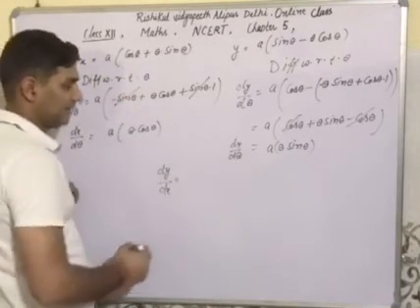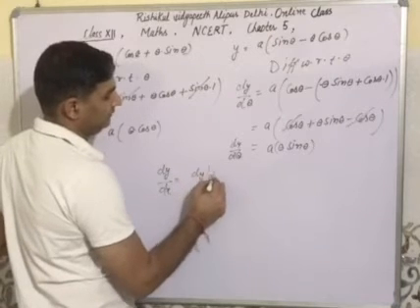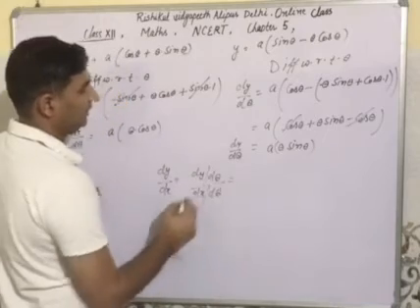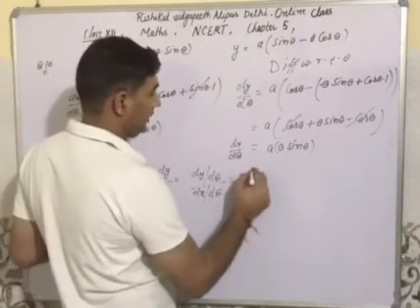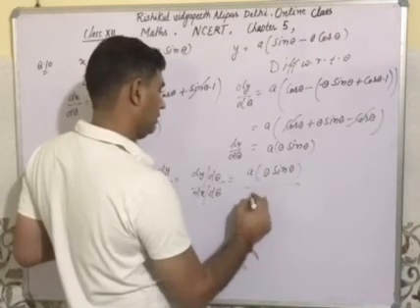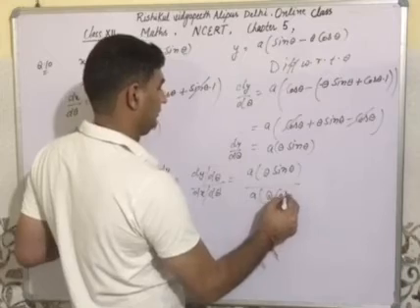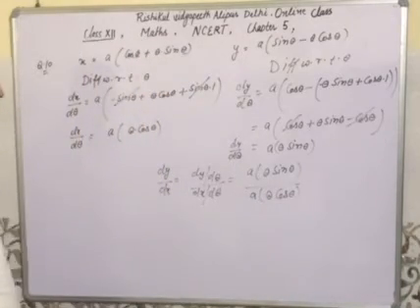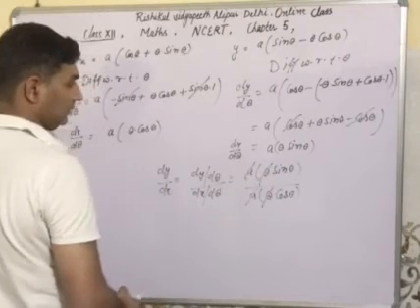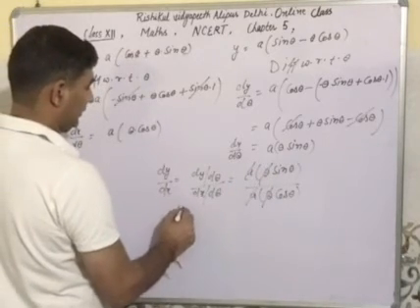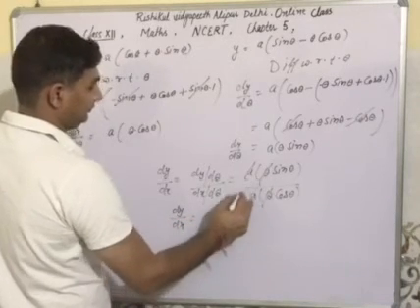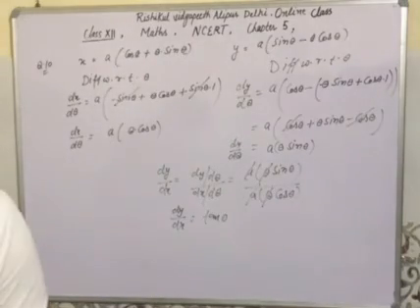dy by dx is equal to dy by d theta upon dx by d theta. Then dy by d theta is a into theta sin theta upon a theta cos theta. And then cancel this and cancel this. Then dy by dx is equal to tan theta. That is the question.